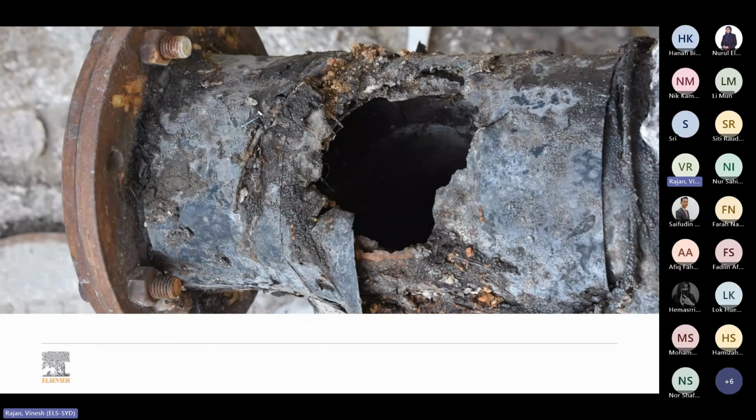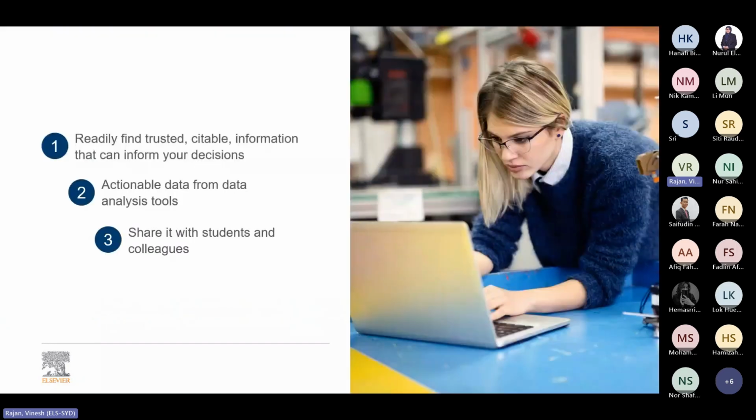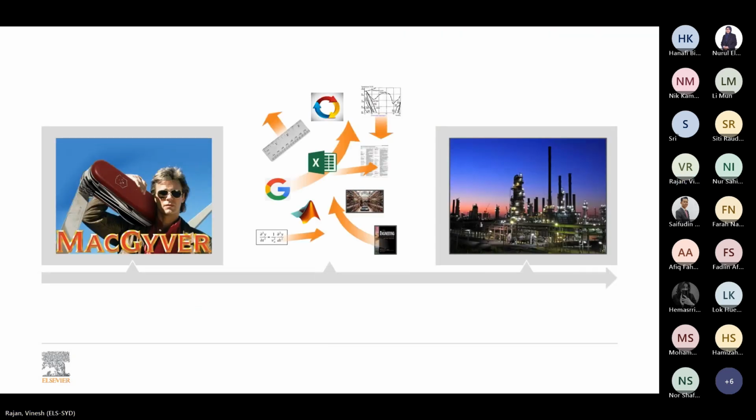So Knovel is a platform that really helps students and researchers find trusted, citable information that can really help you make decisions. Apart from the ebook content that you may be aware of, there is a lot of data and data analysis that you can use on the platform and get value out of. There are also options for you to share the content with students, and for faculty to create a collaborative framework within the Knovel platform.